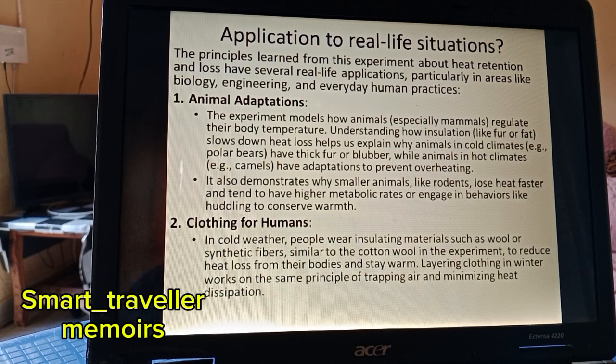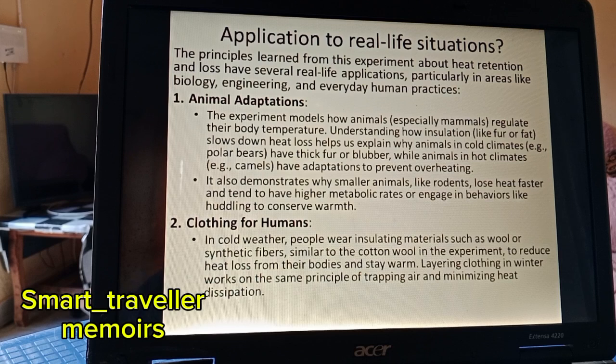while animals in hot climates, e.g. camels, have adaptations to prevent overheating. It also demonstrates why smaller animals like rodents lose heat faster and tend to have higher metabolic rates or engage in behaviors like huddling to conserve warmth.